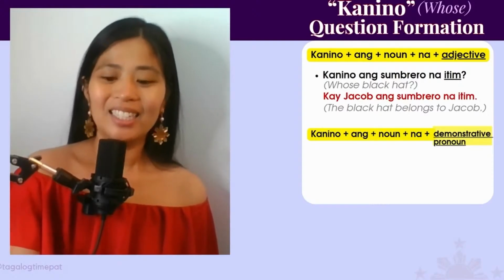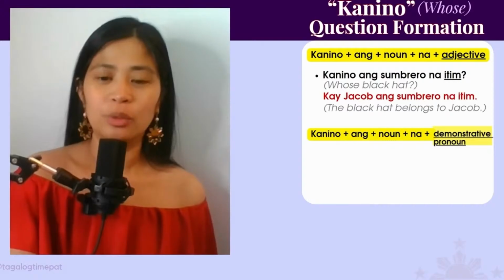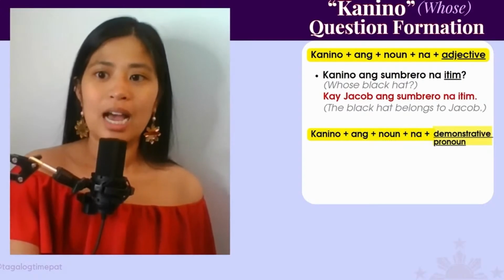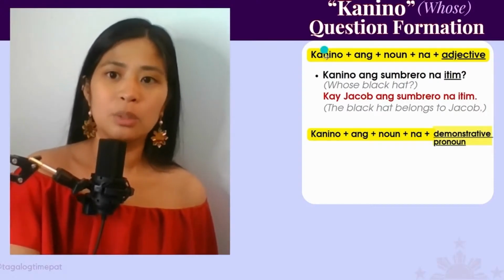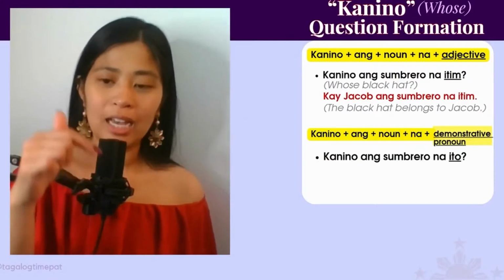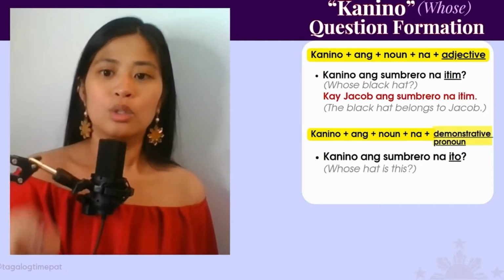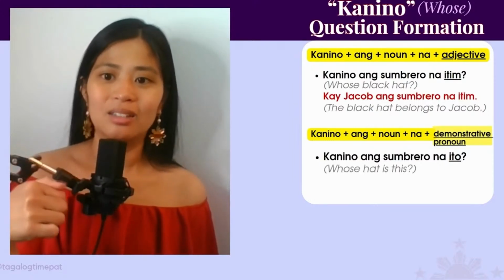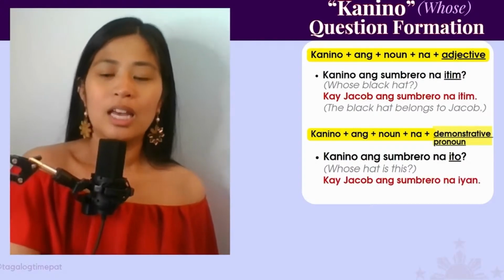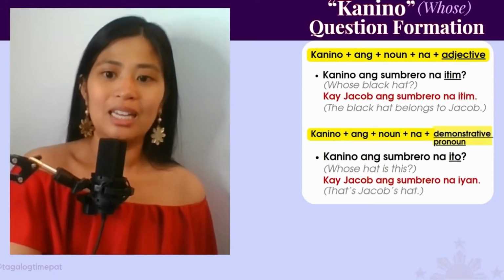Okay, so the next sentence or question structure would be kanino ang plus the noun plus na and then a demonstrative pronoun. So it's similar to the previous structure. Instead of an adjective, though, it's going to be a demonstrative pronoun. So kanino ang sombrero na ito? Whose hat is this? Kanino ang sombrero na ito? And the response, kay Jacob ang sombrero na iyan.